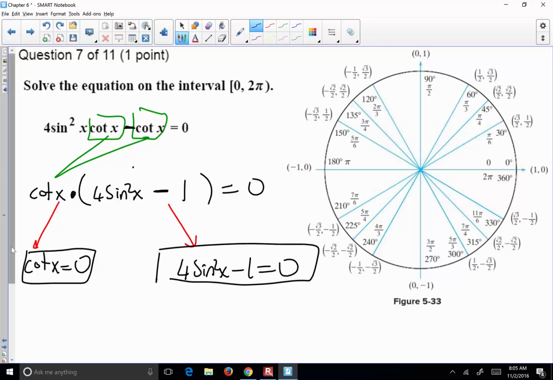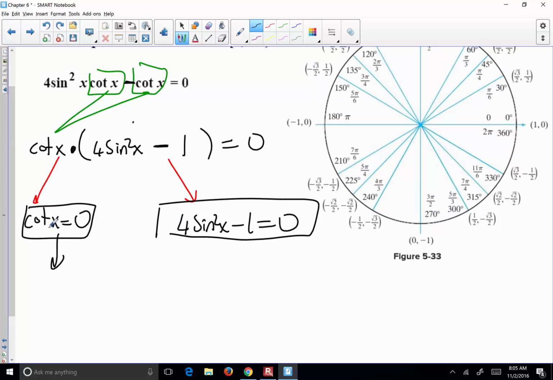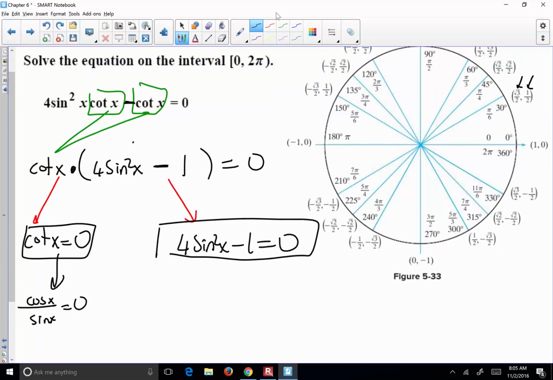Now, let's handle this side. For what values of angles here? Cosine, this is cosine over sine, right? The ratio of these two coordinates becomes 0. So cosine x is the x coordinate, sine x is the y coordinate of this point x and y. You divide one into another and it becomes 0. What angles do that here?